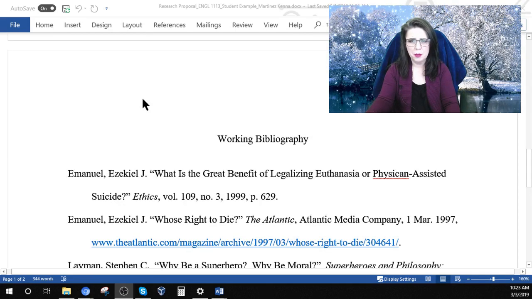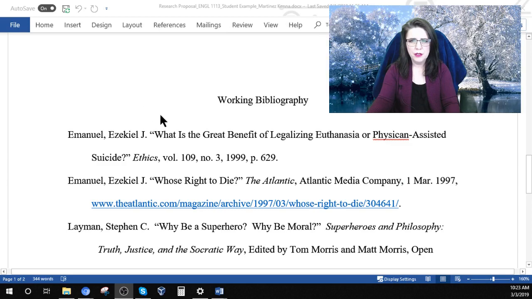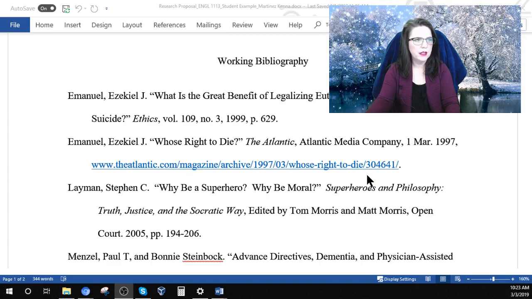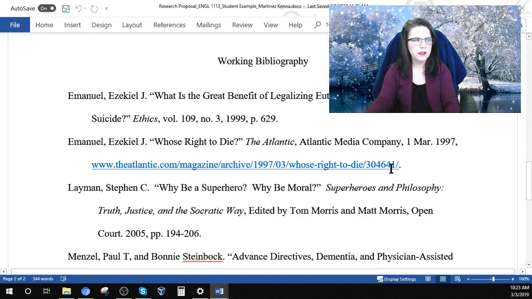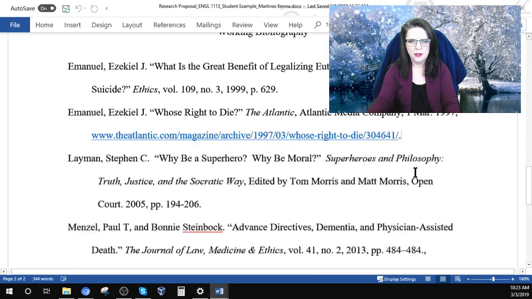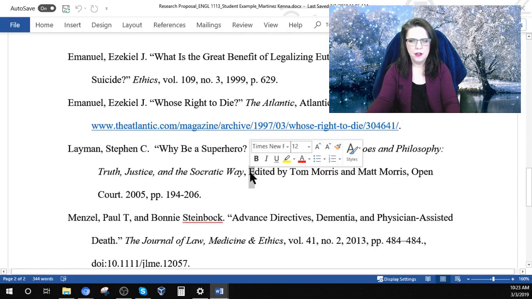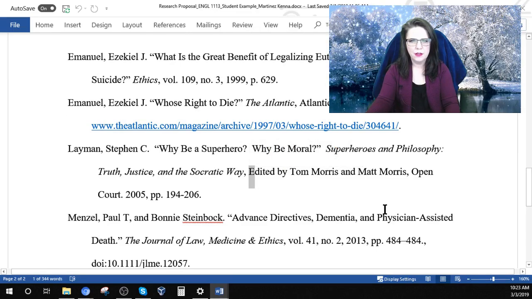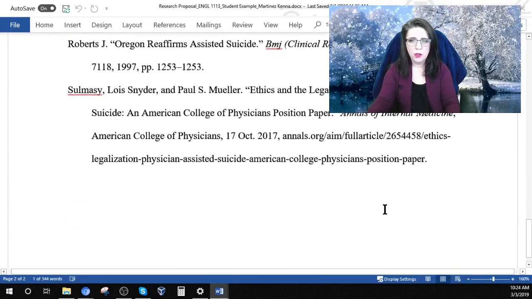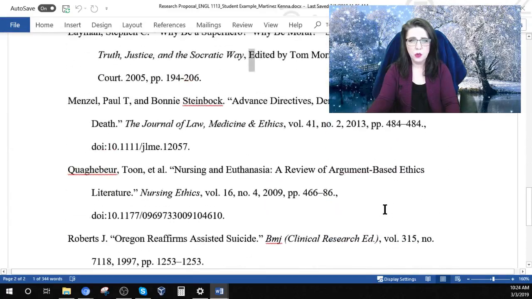She does use the appropriate term, and as you can see, she is using MLA formatting. There were a few things that I was telling her that she needed, such as when you have an electronic source, like she does here, she needs an access date so that I know when she accessed it. And here, this should be a lowercase e instead of a capitalized E. But, I mean, overall, her working bibliography is looking great.